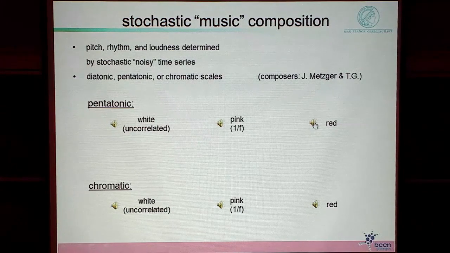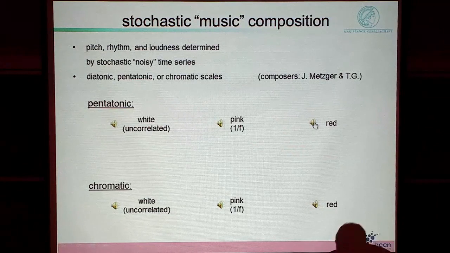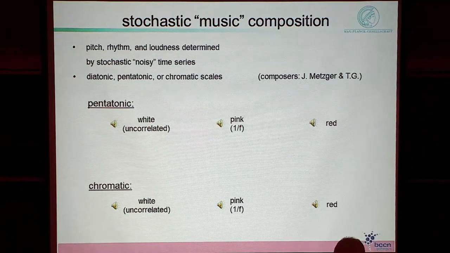So very persistent, very boring. Both are boring, actually, after some time. So when it was high, it continued high. When it was loud, it continued loud, and so on. Now let's try the pink noise, the 1/f correlated sequence.